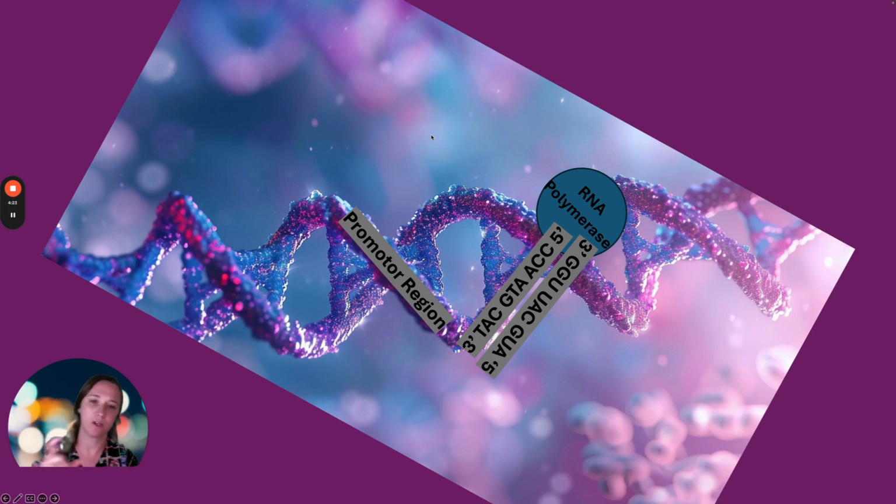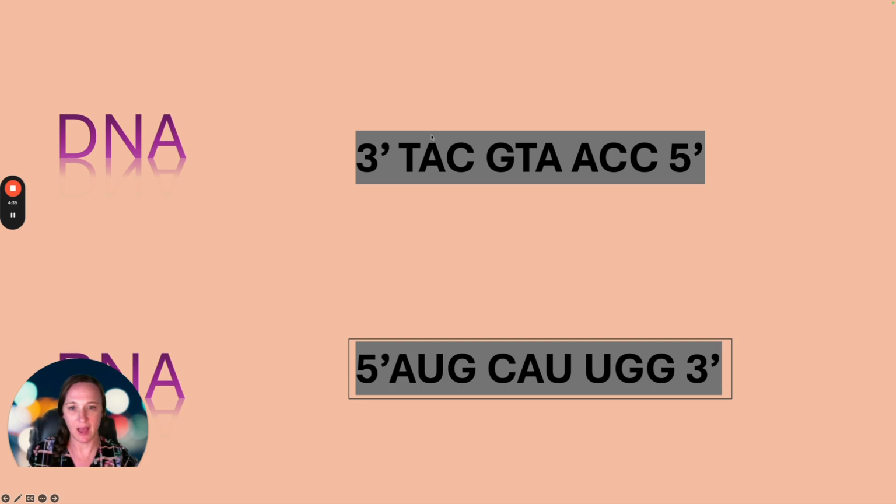Cytosine always binds with guanine, and guanine always binds with cytosine. Thymine and adenine can be a little tricky. The reason being is DNA has thymine, however, RNA does not have thymine. Instead, it has something called uracil. So whenever we see an adenine on DNA, we know that that adenine will bind with uracil on RNA.